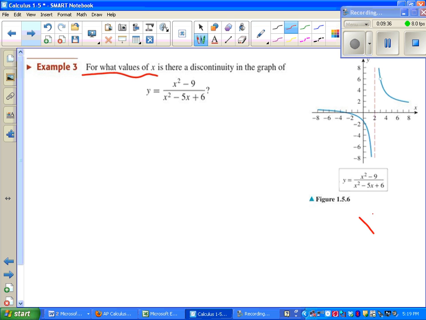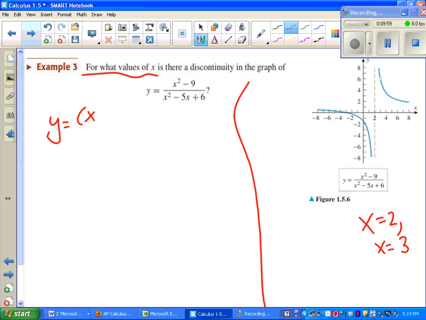If you said x equals 2 and x equals, I think that's a 3, then you are right. We have an asymptote at x equals 2. We have a hole at x equals 3. We're not continuous at those types of points. Let's do the same problem algebraically. If I didn't have the graph, you might have started by factoring. In fact, pause the video, try that on your own.